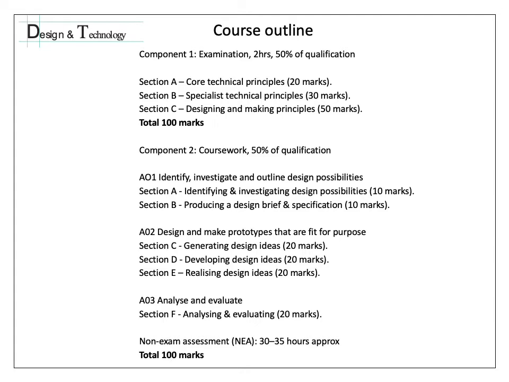Component 2 is your coursework, or your NEA, your non-exam assessment. Okay, and this is, as you can see, in 6 sections. Section A is again your research. Section B is your design specification. Section C is your initial ideas. D is your developing of ideas. E is your making, and F is your evaluation. So you can see the exam is 50%, and the coursework is worth 50%. And you expect to spend about 30 to 35 hours on your coursework.